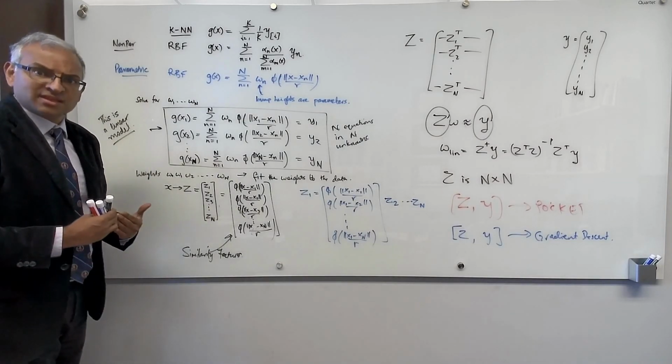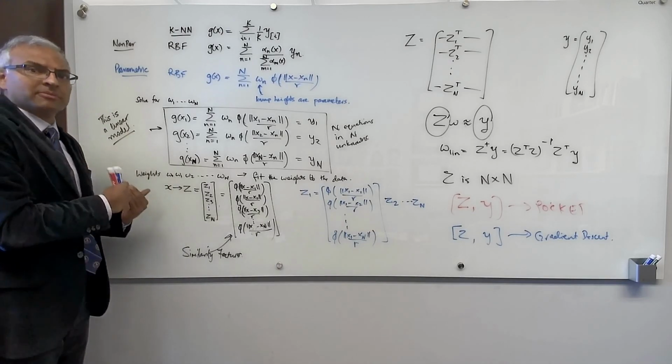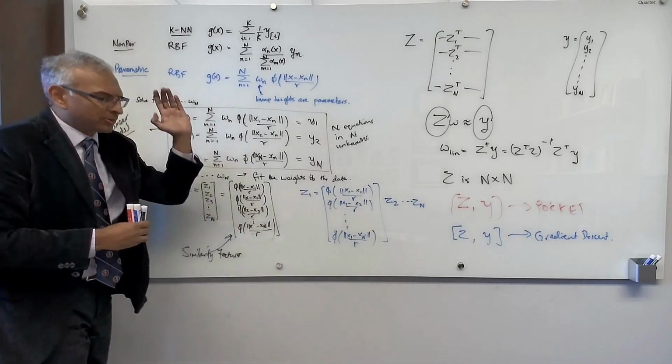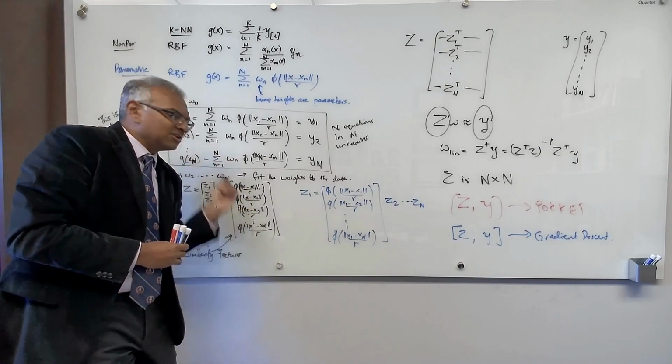And so this is the nice thing about the radial basis function, the parametric radial basis function. It reduces to a linear model with similarity features.